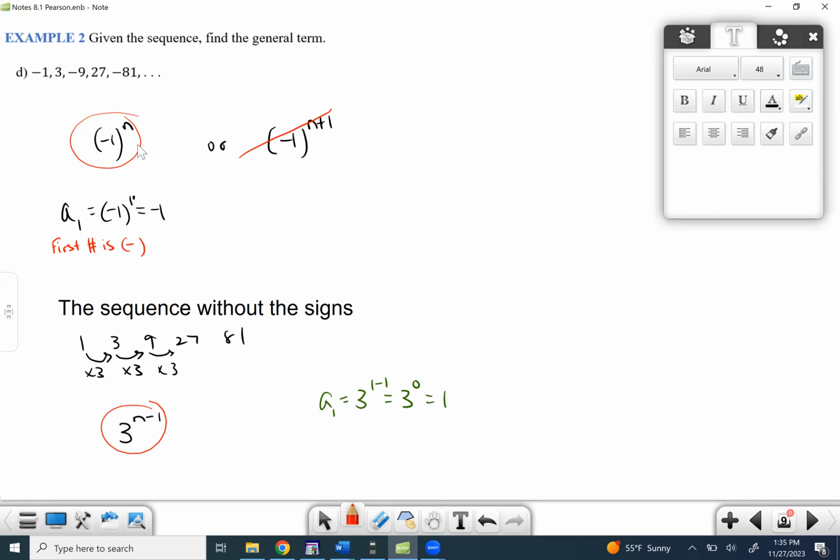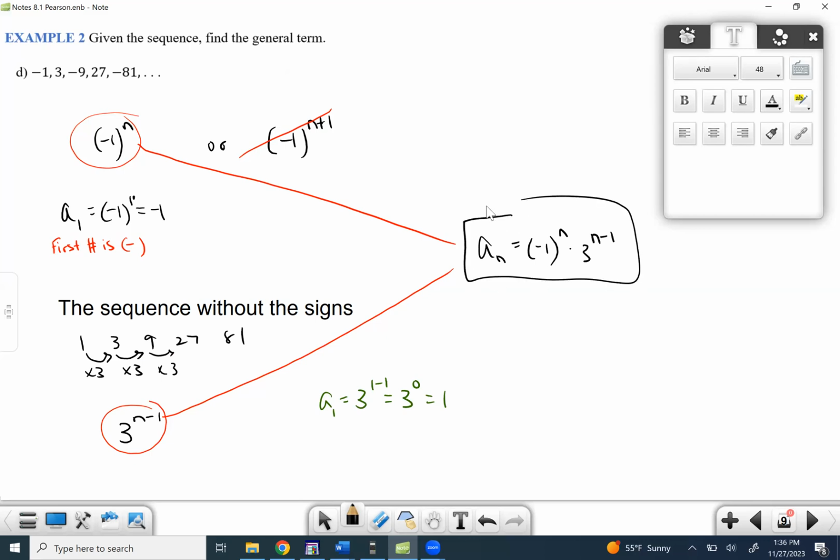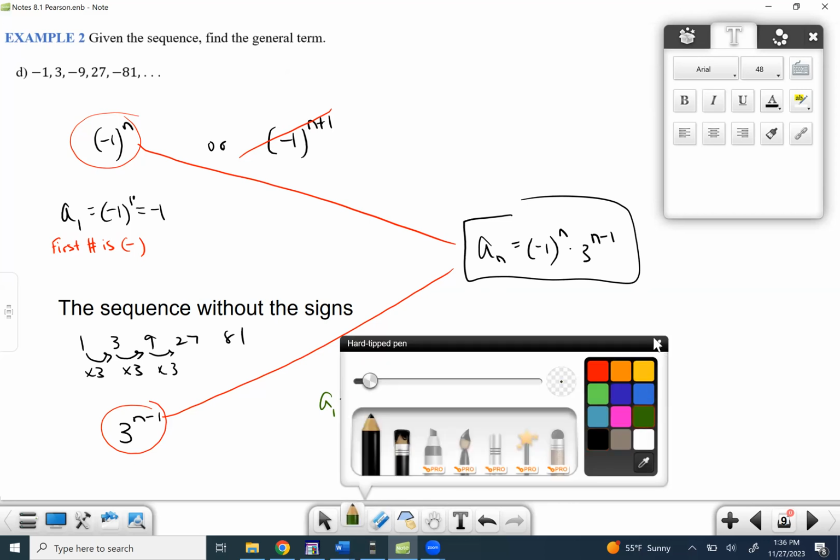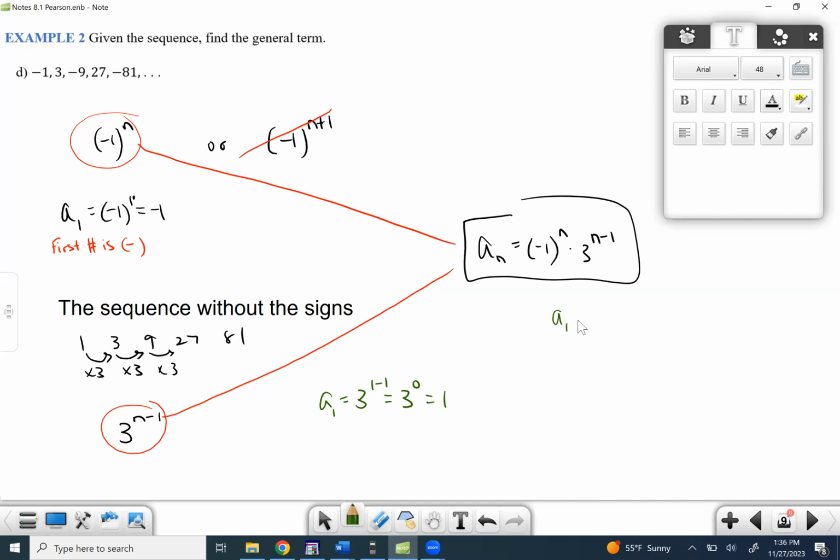So if we put the two together, here is our formula for this sequence. We need the -1 to the n to make the signs alternate. And then we need the 3 to the n-1 to generate the numbers that we want. Anything that you write down, you want to check, okay? So I'm going to go ahead and check it right now. So let's substitute in 1. And then we'll substitute in 2 and 3.